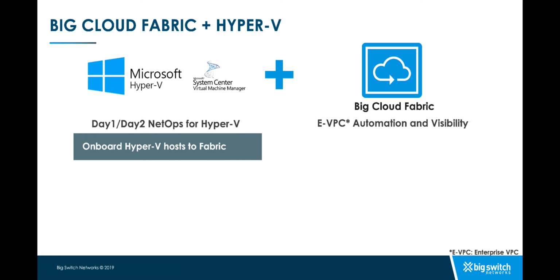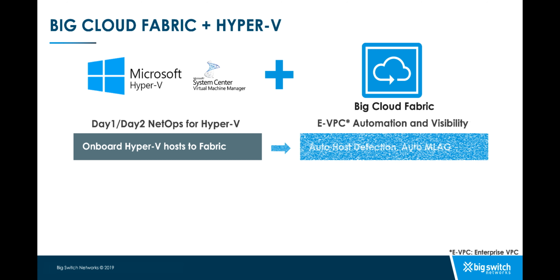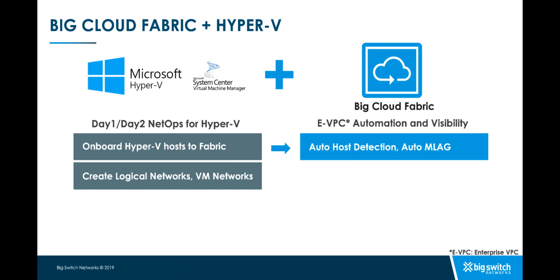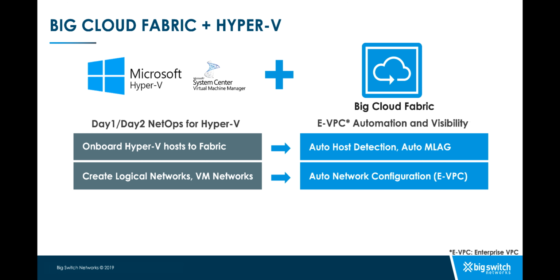As new Hyper-V hosts are onboarded to the fabric, BCF will automatically detect the new host and auto-configure host MLAGs on the fabric. As new logical networks and VM networks get deployed on VMM, BCF will automatically create an AWS-style VPC on-prem called E-VPC or Enterprise VPC and auto-deploy the network configuration.